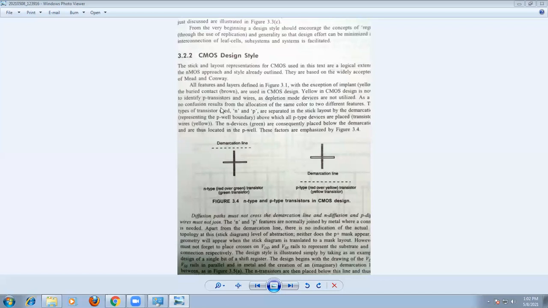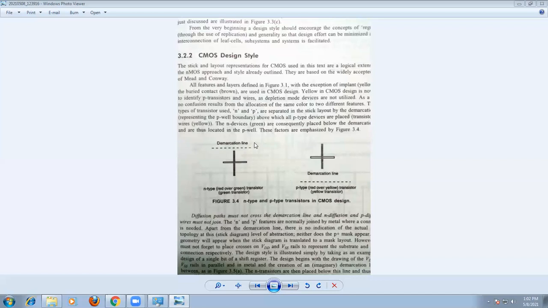Remember this point. In the CMOS design style, we have an extra term, that is called the demarcation line. This is the most important line in this case. In order to draw the stick diagram, this demarcation line plays a very, very important role. So what is the color for the demarcation line? Brown color. Remember that point.